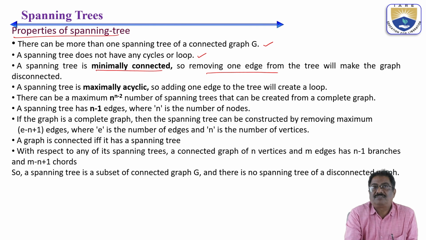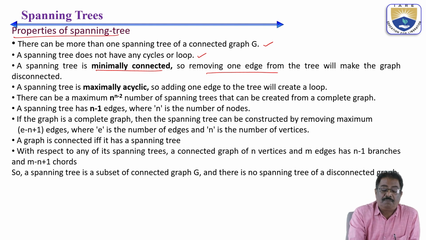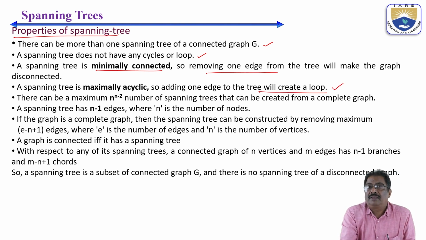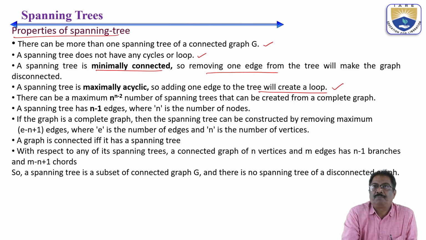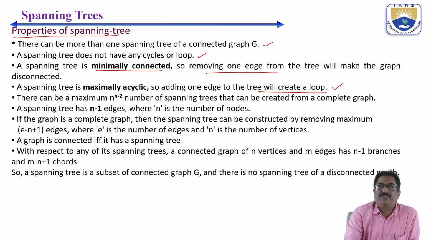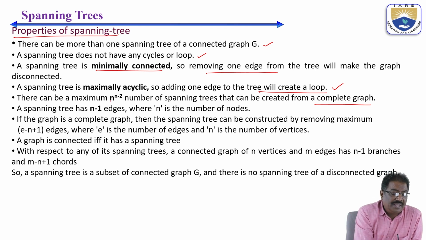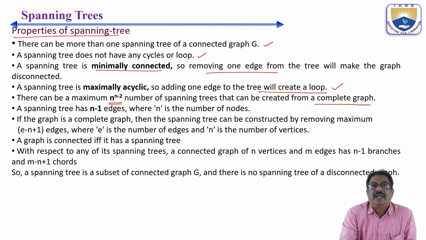A spanning tree is maximally acyclic. That is, if you add any one edge to the tree, it will create a loop. A spanning tree is acyclic. So if you add any one edge to the tree, it will create a loop. Suppose you consider any complete graph which has n vertices, then n to the power of n minus 2 spanning trees are possible.